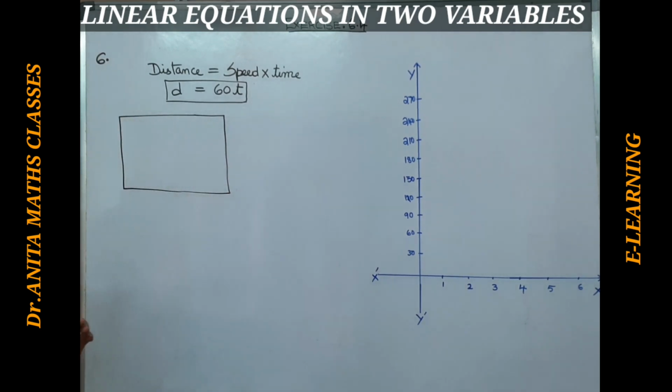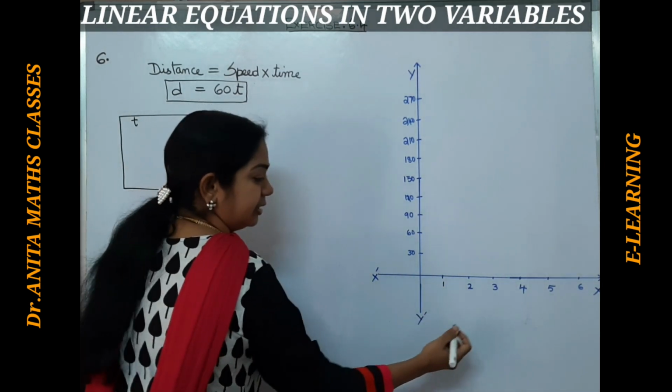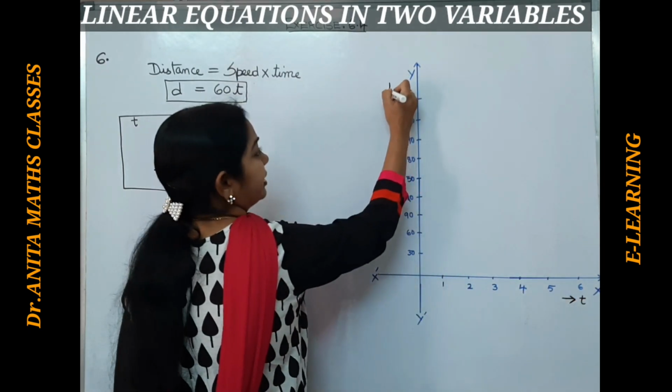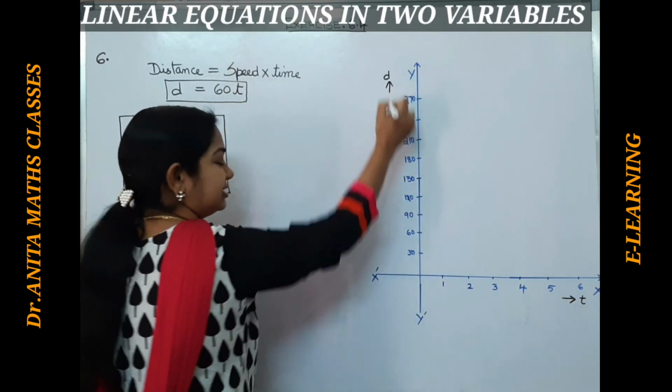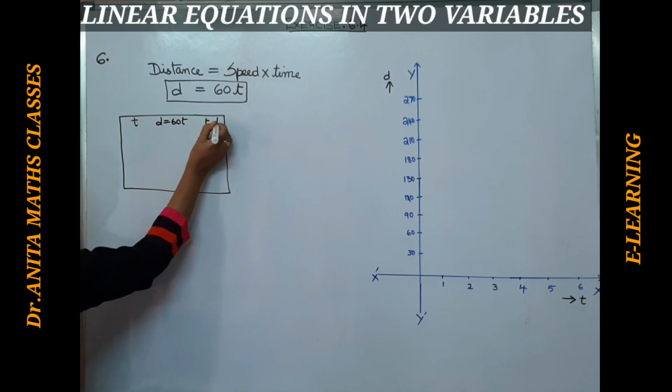Here let me take time in hours. So this is my x, I am supposing it as t. This is my d, the distance variable. So this is d equal to 60t. So t comma d is our x comma y.